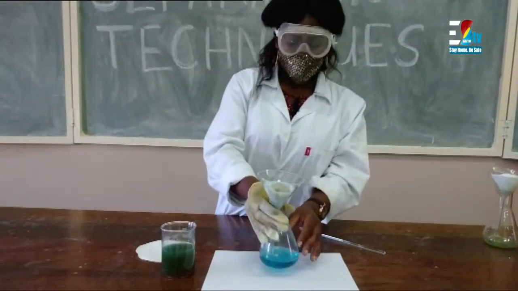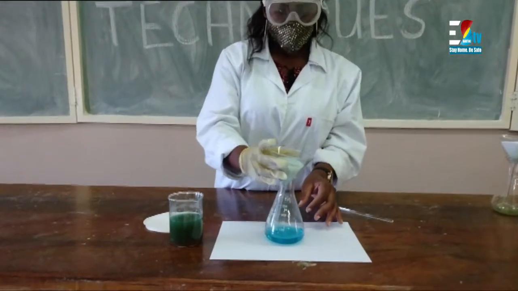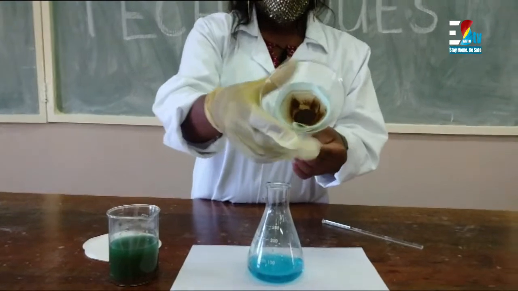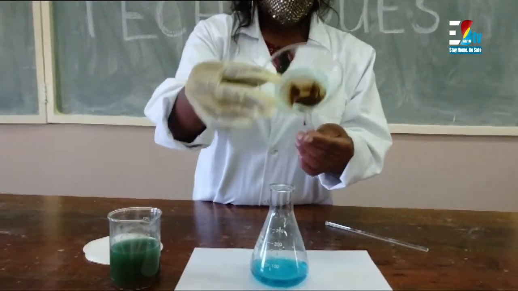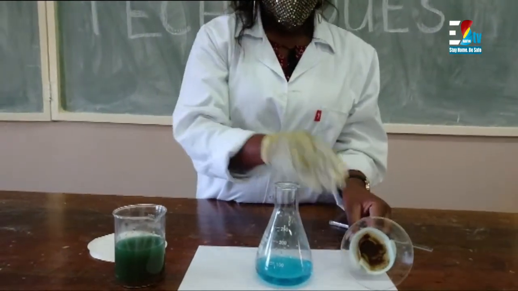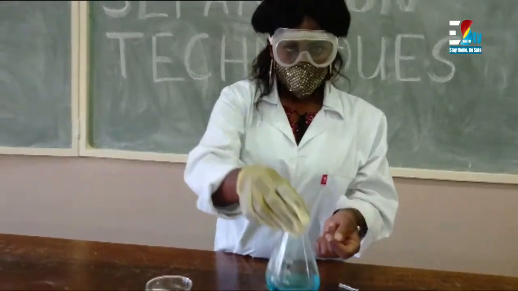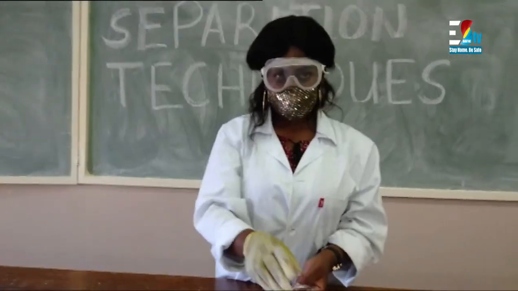This is now the result of what had been previously prepared for you. You can see that inside the filter paper, the sand has remained as a residue, and we now have a blue solution of copper sulfate, which has passed through as filtrate.